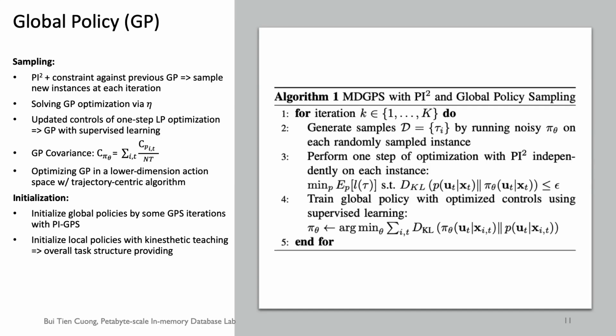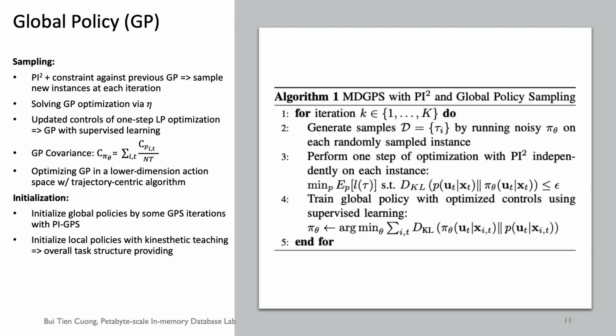We'll discuss the global policy sampling and initializing procedure. The standard GPS framework has the limitation of being constrained to a fixed set of task instances and initial conditions for the entire learning process. If we use pi squared with the constraints against the previous global policy, we do not require the previous local policy for the same instance and can sample new instances at each iteration.